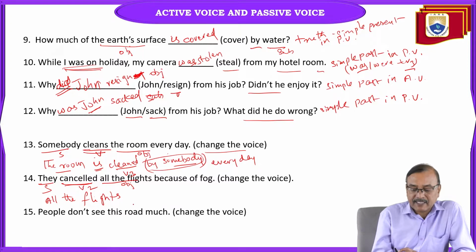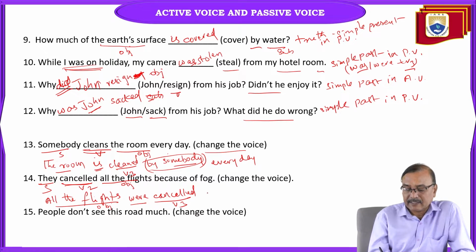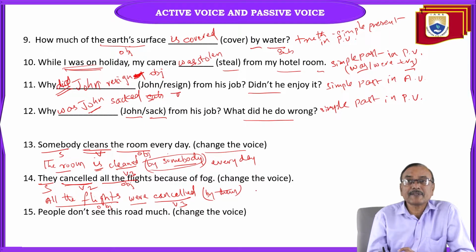So in passive voice, what is the helping verb for simple past? Was or were. All the flights were, then the V3 form, cancelled. This is the V3 form. 'By them' is not necessary, because it is also not particular, not specific. All the flights were cancelled because of fog.